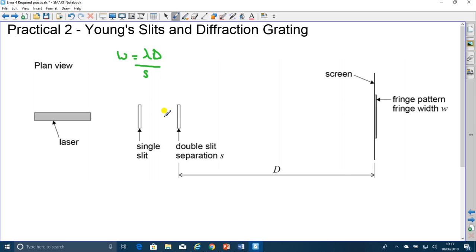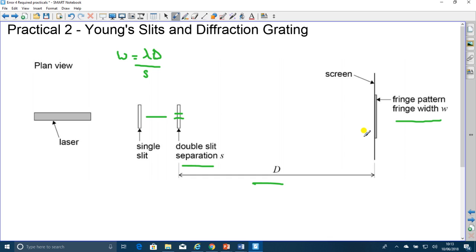Now, hopefully you all remember what causes this interference pattern on the other side. So W, this is our fringe spacing at the other side. D is the distance to the screen. S is our slit separation here, because this is obviously Young's slits. So we've got monochromatic coherent light coming through, and we've got this interference pattern where we've got constructive interference and so on.